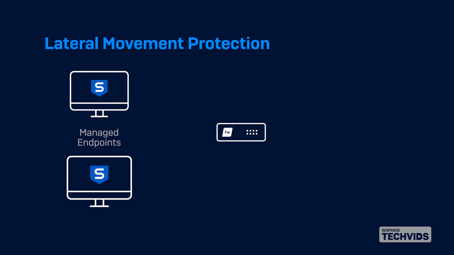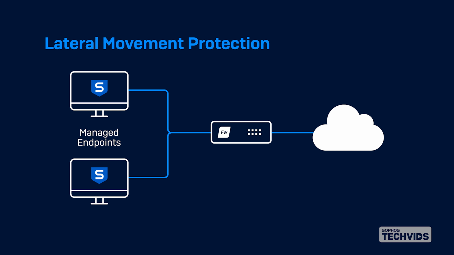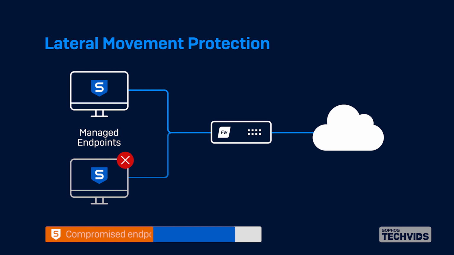Next, let's see lateral movement protection in action. Lateral movement protection prevents threats from spreading by blocking compromised endpoints from communicating on the network. Once an endpoint is detected as compromised, its MAC address is blacklisted by the firewall and shared with other endpoints on the network, preventing communication with the compromised device.